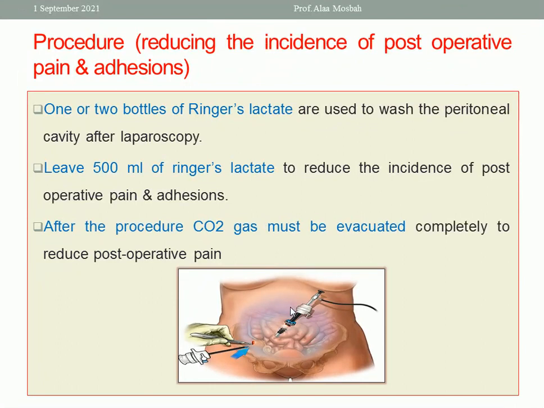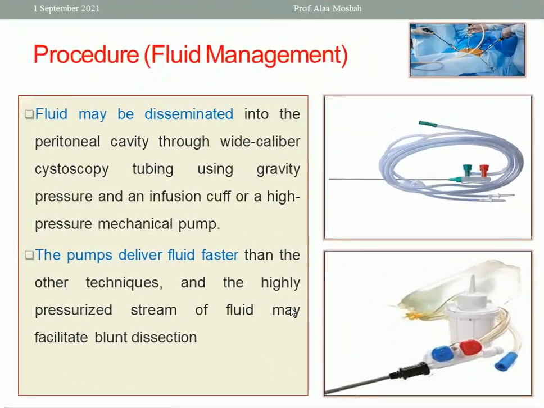How to reduce post-operative pain and adhesions? By using Ringer lactate to wash the peritoneal cavity after you finish laparoscopy and leave behind 500 ml of Ringer lactate to reduce the incidence of post-operative adhesion and pain. After the procedure, CO2 gas must be evacuated completely to reduce post-operative pain. If retained, it will cause abdominal pain and shoulder pain because it radiates through irritation of the diaphragm. Many patients after laparoscopy complain of shoulder pain. Try to evacuate all CO2 gas as much as you can, especially the gas collected under the diaphragm.